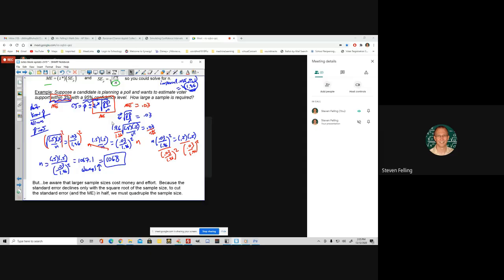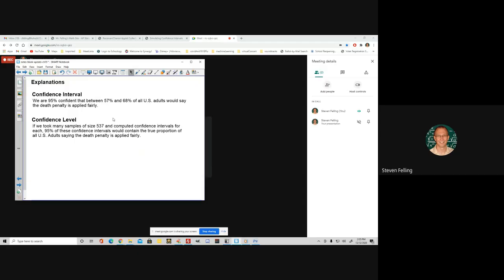All right, so that's called a sample size calculation. I want to draw attention to the fact that there's a difference between the confidence interval and the confidence level. The confidence interval is the result of this computation. When you do the computation, you'll get something like this, and this is the standardized wording that you have to use. We are 95% confident, or whatever your confidence level is, that between your lower end and upper end of whatever the thing is for the problem, like we're 95% confident that between 57 and 68% of all U.S. adults would say the death penalty is applied fairly. So that's explaining the confidence interval itself.